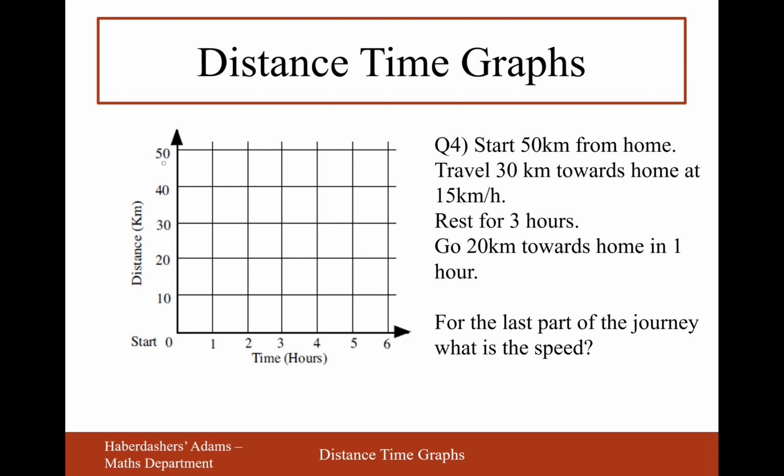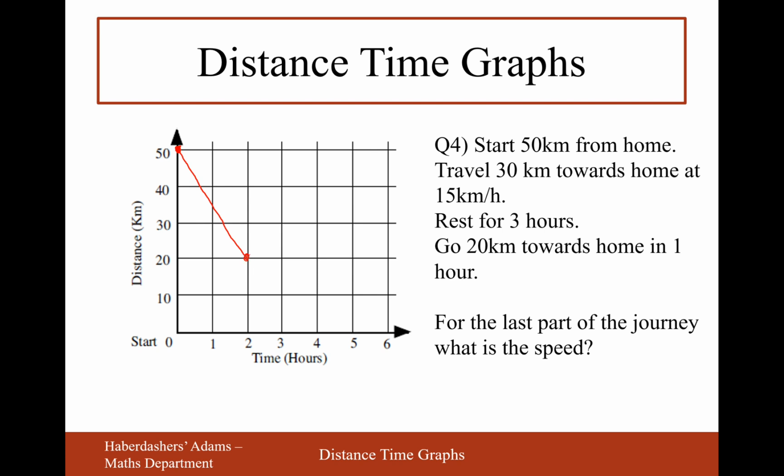Okay, so in this question we need to start 50 kilometers from home and travel 30 kilometers towards home at 15 kilometers per hour. Well, if we're going at 15 kilometers per hour and we've got to travel 30 kilometers, that's going to take us 2 hours to travel those 30 kilometers in. So 2 hours, and we want to travel 30 kilometers. That will be going from here to here.